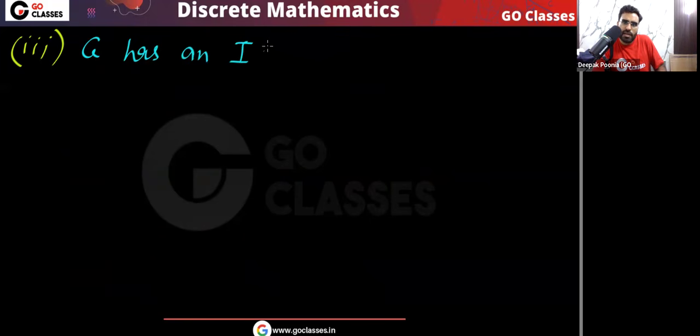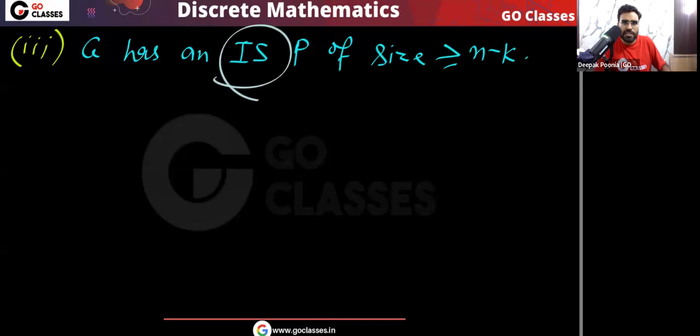G has an independent set, let's call it P, of size at least n minus k. Now we already know the relationship between independent set and clique. What is that relationship? Do you recall?